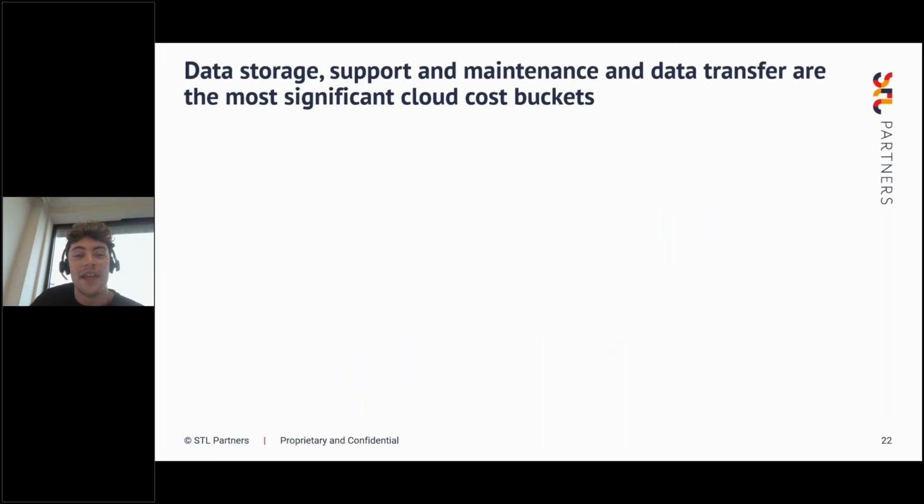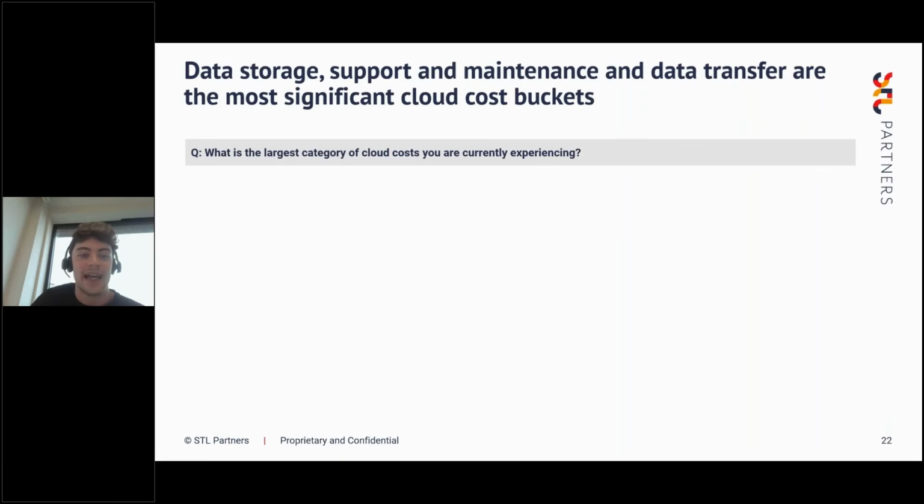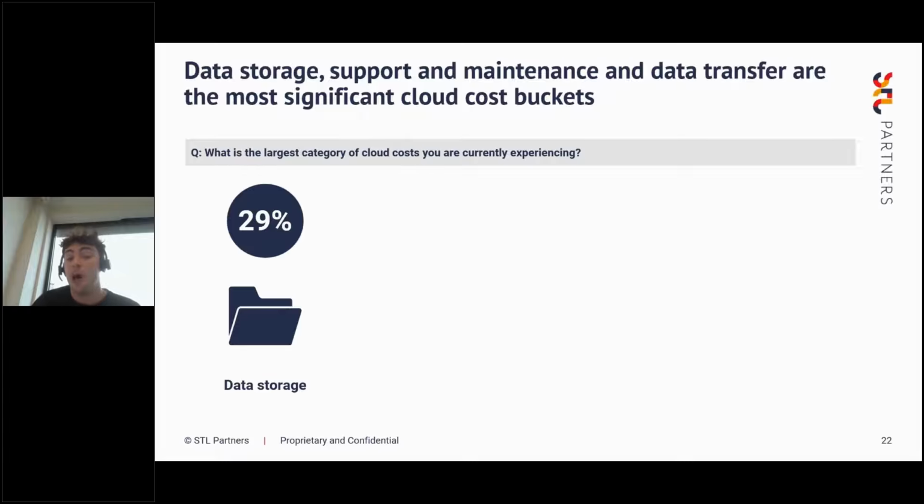So 29% of enterprises selected this. And this is, again, the idea of growing volumes of data and growing storage capacity requirements. And I guess coupled with increasing regulation requirements. So, for example, General Data Protection Regulation, they're now mandating the retention and secure storage of data for longer time periods, which incurs a greater charge.